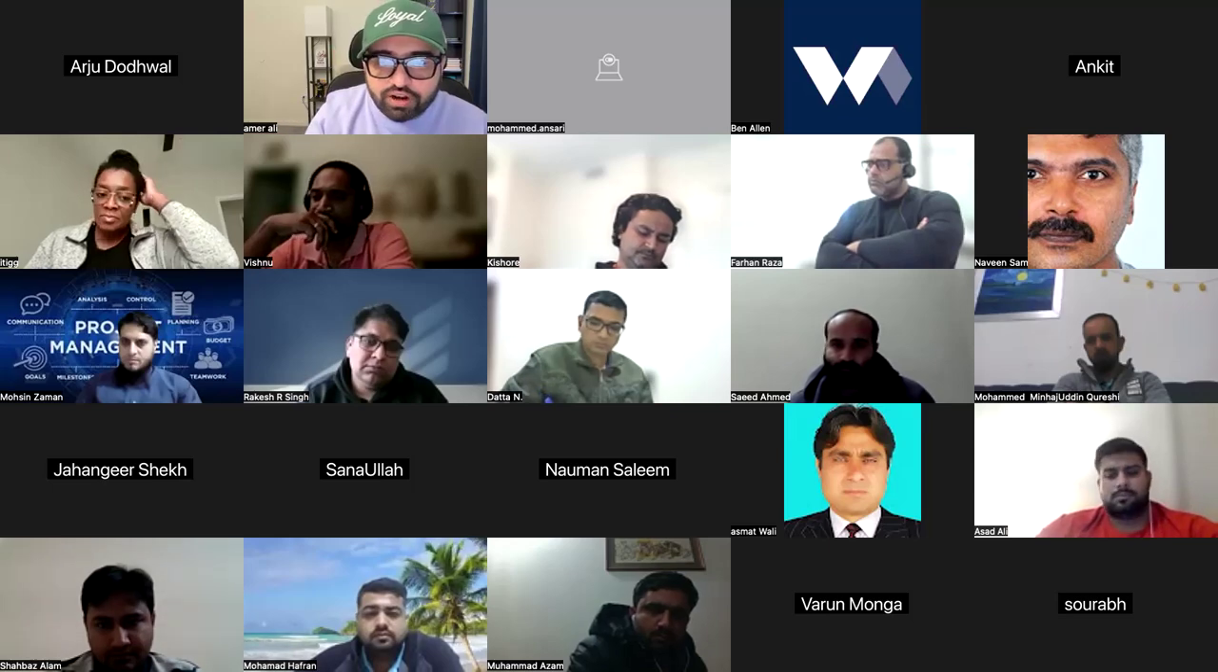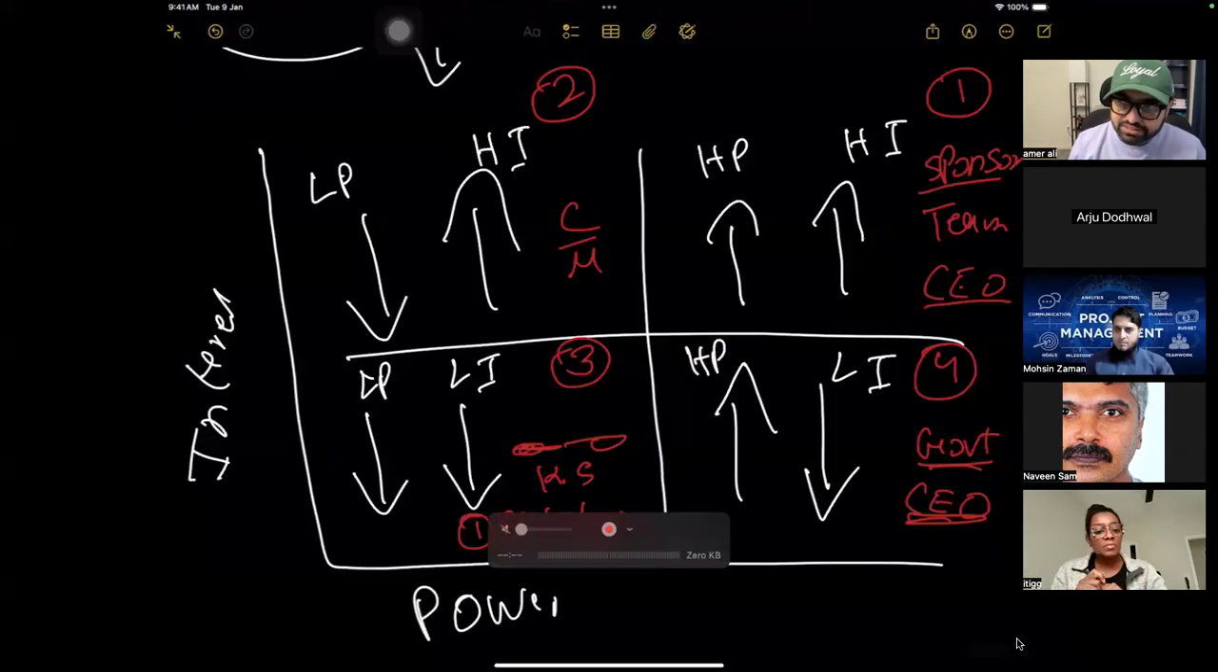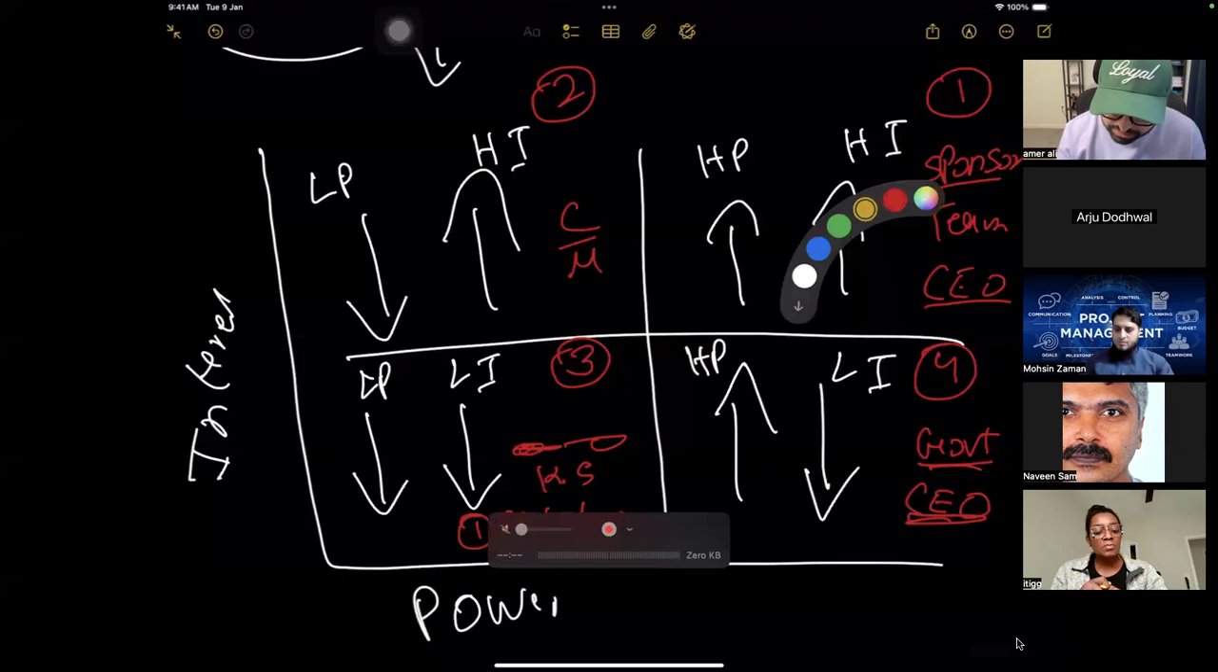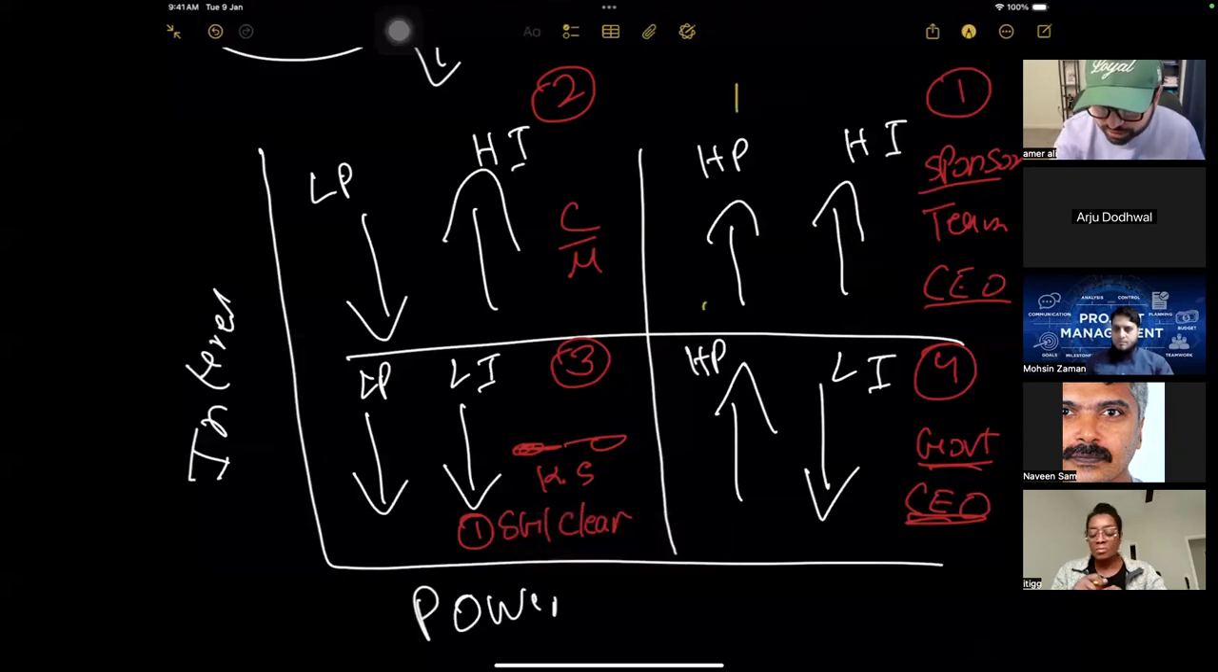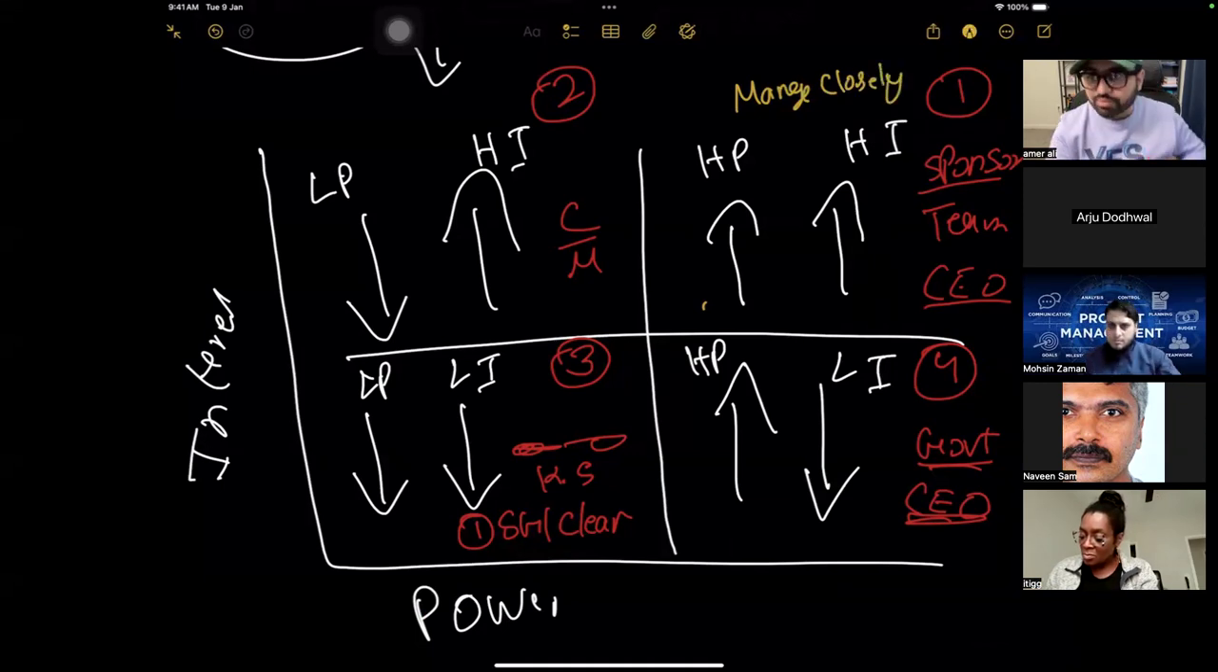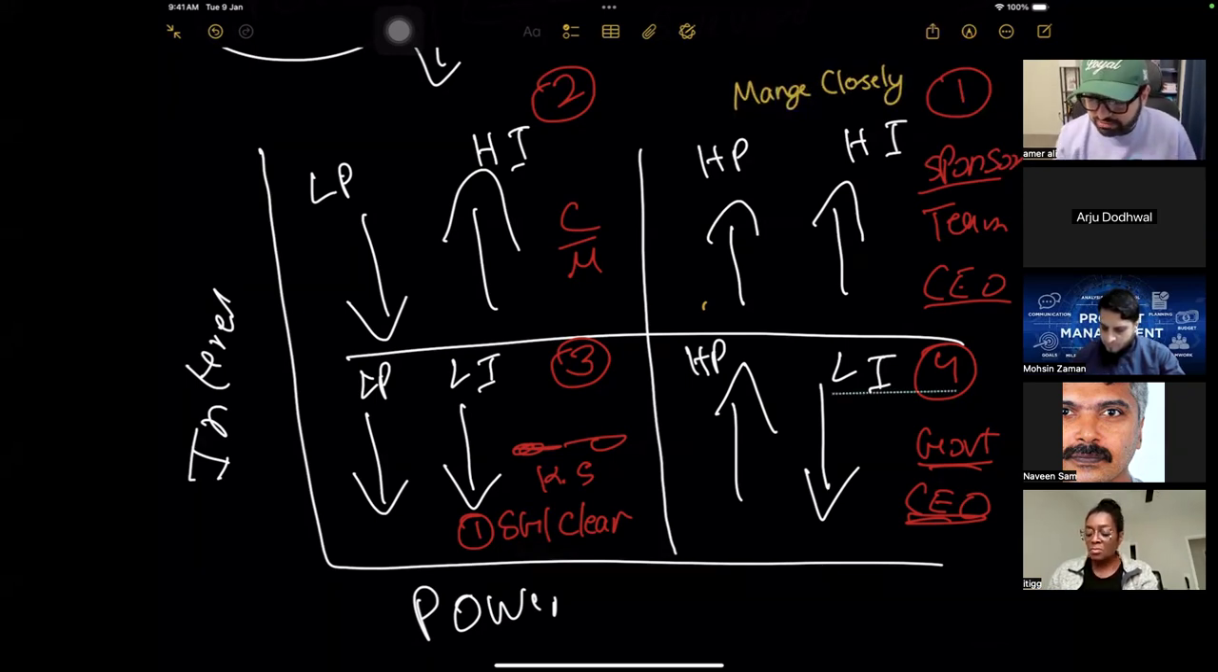Acha ji. Now, what do we do with them? That is the most important question. These high power, high interest stakeholders, manage them closely. Like I love to say, put them near to your heart. Right? Put them near to your heart. These stakeholders have high power but they are not interested. Whatever strategies you make, keep them satisfied.